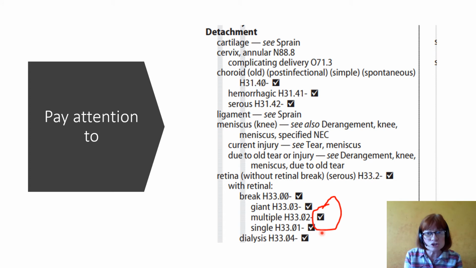We never choose our final code from here in the index. Never, ever, never. It will be incomplete, and there's more information in the tabular list. That's why we have both sections, and that's the process.